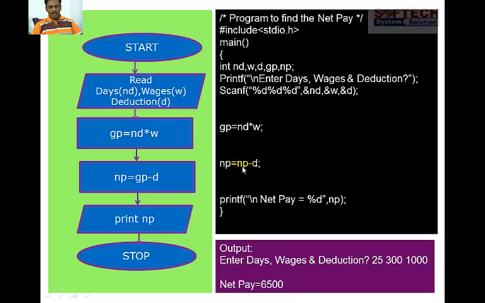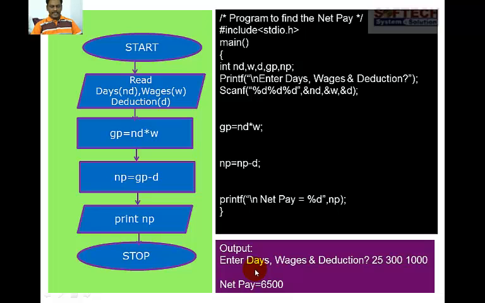So what is the value of GP? GP is 7500. What is the value of D? 1000. So 7500 minus 1000, now the value of NP is 6500. Then it will display net pay equal to 6500. This is the output of the program.